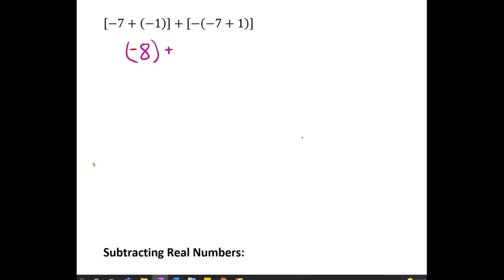Here I'm going to say the opposite of negative 7. Remember, we've already learned about opposites. That's going to give me a positive 7. And then I'm going to go ahead and add within the brackets to get a positive 8. And again, I'm going to change that to parentheses. And now I have opposites, which the sum will be 0.